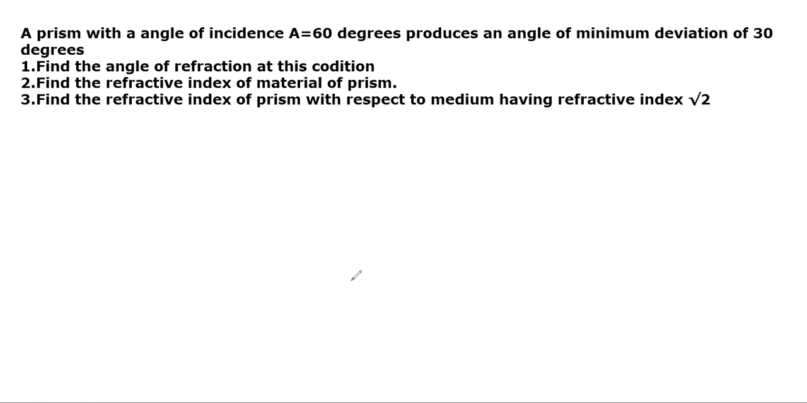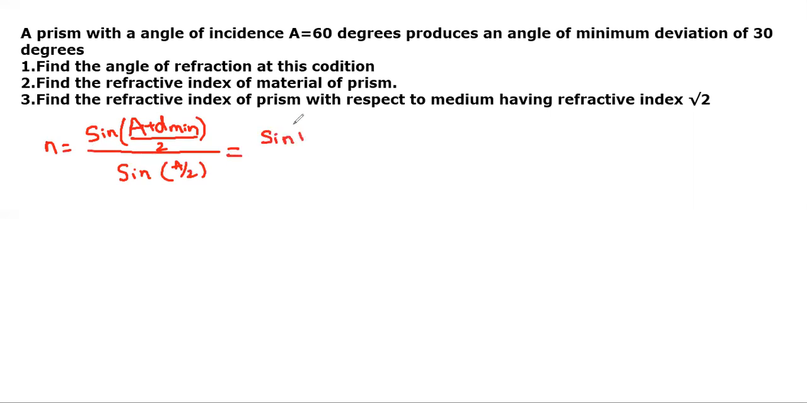So before solving this kind of problem, you need to remember the formula of refractive index of the prism. The formula is n is equal to sine of (A plus D minimum) divided by 2, whole divided by sine A by 2, where A is called the angle of the prism. This equation is derived from Snell's law, which is equal to sine i by sine r. This equation is valid when the surrounding medium is air.